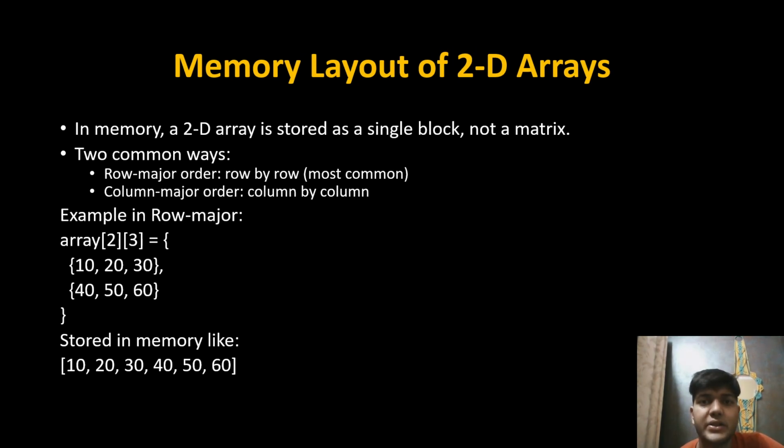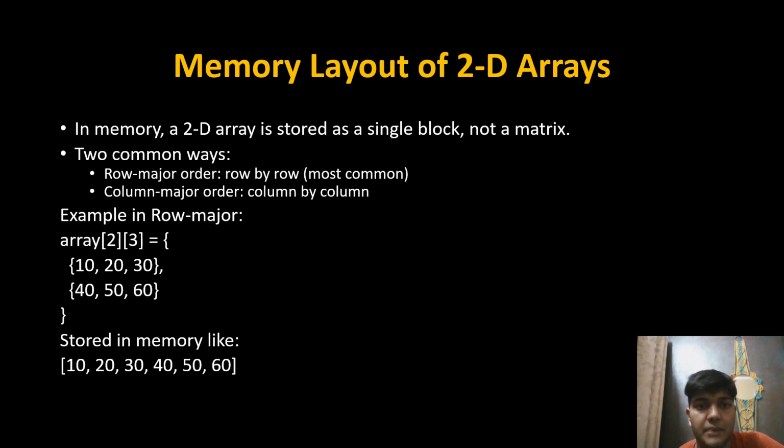Now let's understand how 2D arrays are stored in memory. Although we visualize them as a matrix, in memory they are stored as a single continuous block. There are two common ways of storing them. The first one is row major order. Elements are stored row by row. This is the default in most programming languages like C, C++ and Java. The second one is column major order. Elements are stored column by column, used in some mathematical software.